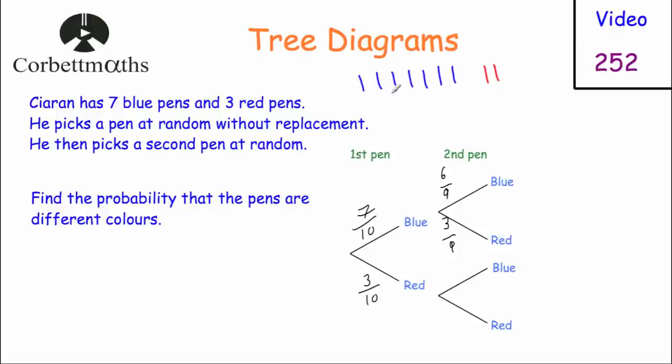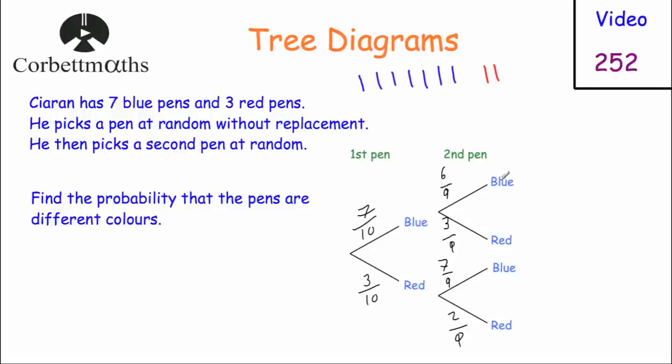Well, again, there's still 9 pens because he's taken one of them out. So we've got 1, 2, 3, 4, 5, 6, 7, 8, 9. So there's 9 pens, and there's 1, 2, 3, 4, 5, 6, 7. He's still got 7 blue pens in there because he took a red one out. So the probability for blue would be 7 ninths. Well, what's the probability for red? Well, if we took a red one out to begin with, there'd be 9 pens, and there'd only be 2 reds now, so the probability for red would be 2/9. So we have now labelled the probabilities on the tree diagram, and as you can see, the probabilities change depending on what he does first.